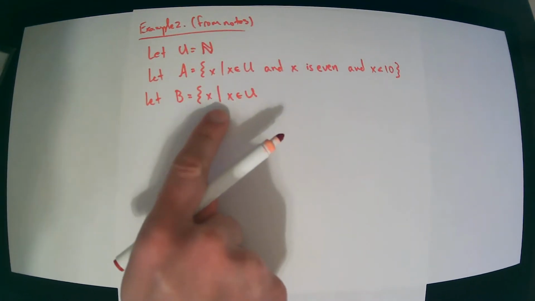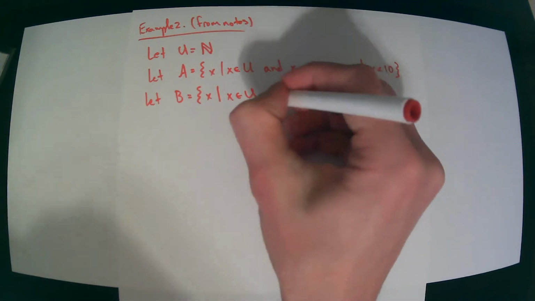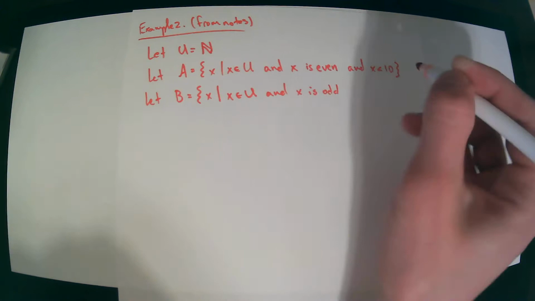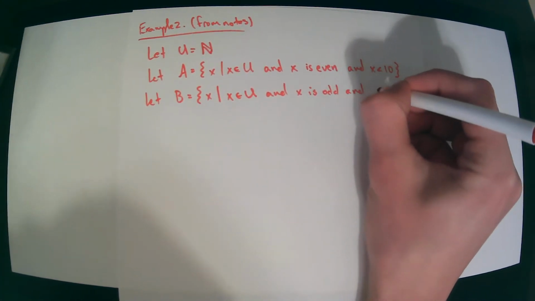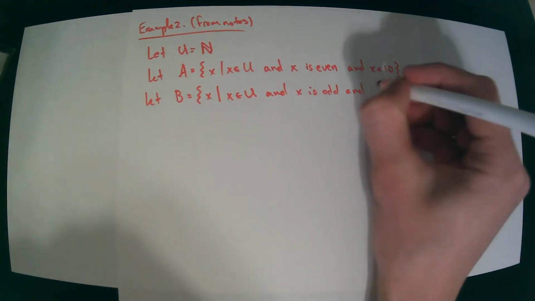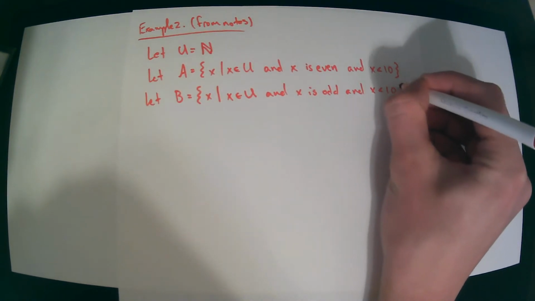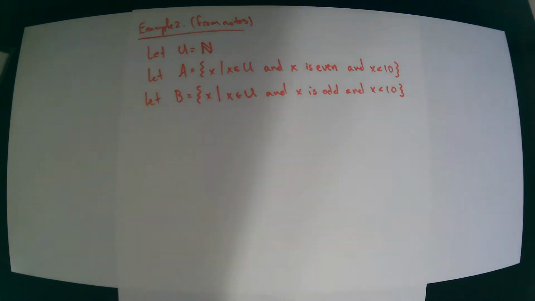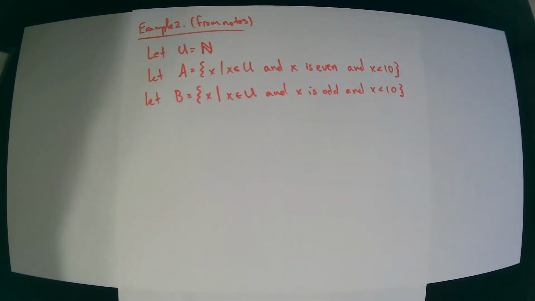The set of all x such that x is in U, and x is odd, and x is less than 10. Draw a Venn diagram to describe the relationships between these 3 sets, U, A, and B. And then they ask, what is the cardinal number, or list A in roster notation, list B in roster notation, what is the cardinal number of A, what is the cardinal number of B.